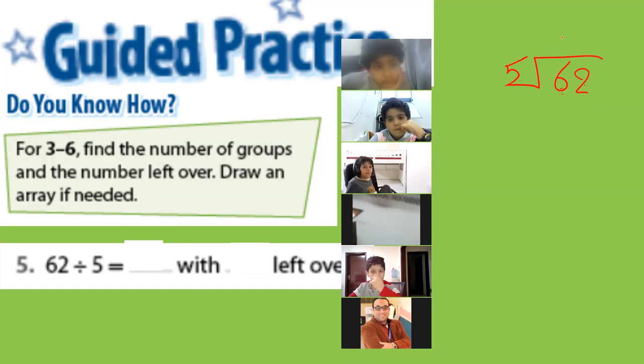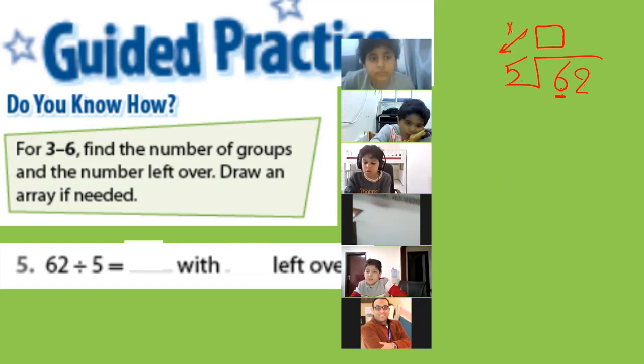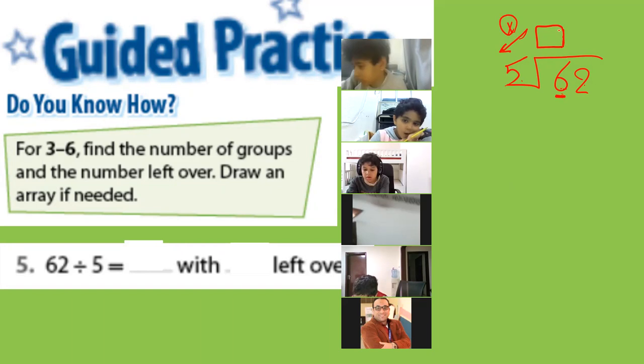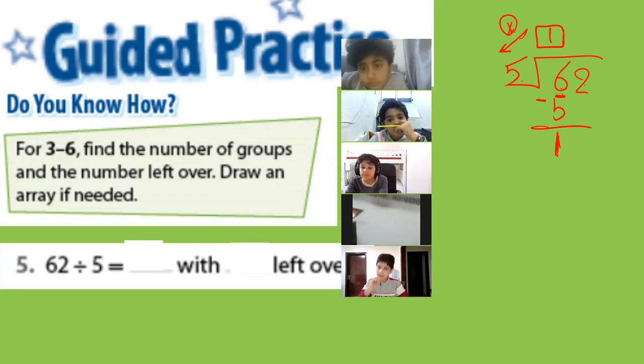We're going to first take the 6 and divide it by 5. Ask yourself, what is the number that, if you multiply it by 5, you will get 6? It will be 1. This is the closest number. 1 by 5 equals 5. So 6 minus 5 equals what? 6 minus 5 equals 1.